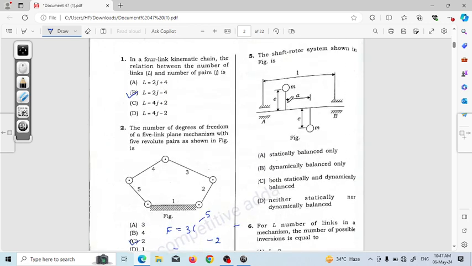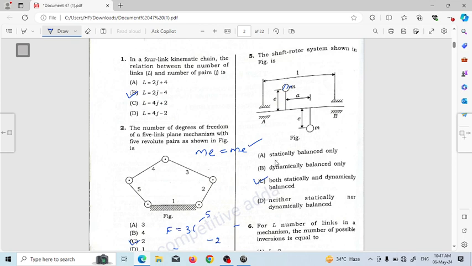Next, question number 5. A shaft motor system is shown in the figure. This is the mass, which has eccentricity e, and this is a. Let's just start with static balancing. So static balancing is m into e is equal to m into e. Static balance is supported, and the dynamic balance will also be supported. The distance between them is both a. So the answer will be both statically and dynamically balanced.